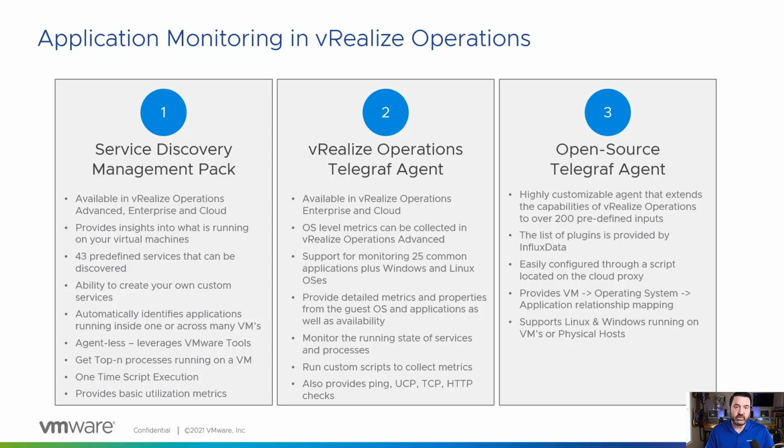So what this does is it's an agent-less way of discovering services running on your virtual machines. So we can get information, right? We can understand what is running on our virtual machines to help with things like project planning or just understanding our applications. There are 43 predefined services that we provide, but you can also define your own, and we're going to go into how you can do that in a couple different ways.